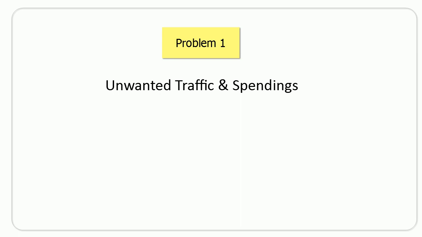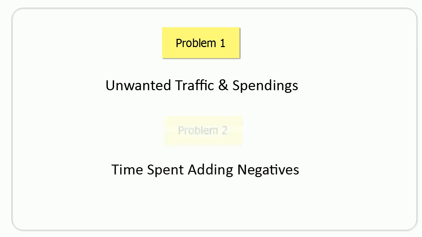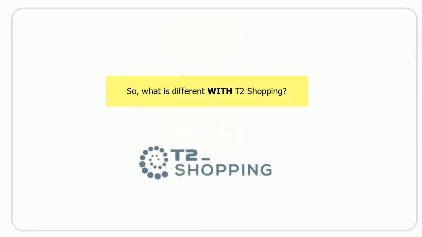So there are two main disadvantages for us as online marketers who have to deal with Google Shopping. First is the unwanted traffic and spendings that we spend on traffic that we actually don't want. And the second problem is the time we spend on having to manage the campaigns or adding the negatives. So in what way does T2 Shopping help you to solve this problem?